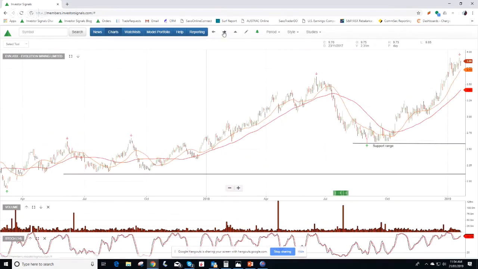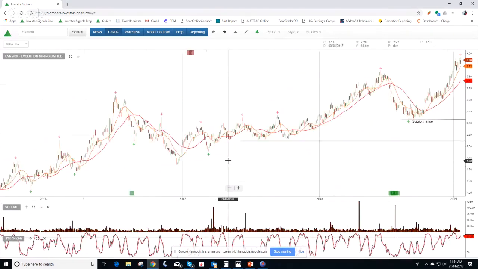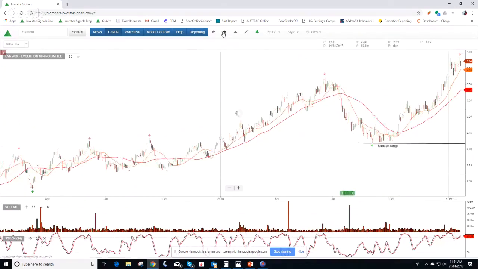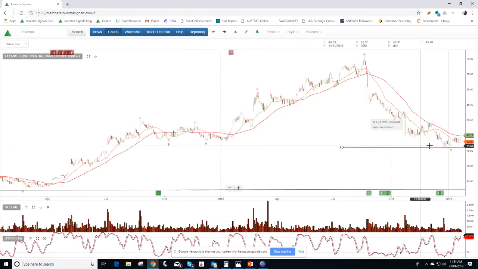Evolution Mining. One of the themes that has delivered good returns for the model portfolio at the end of last year was being long the Australian gold miners. They did very well, probably one of the better performing areas of the market in the December quarter. If we look at Evolution, it was under sell conditions, then it was added into the model portfolio at around $3 and continues to push a little bit higher. Flight Centre, some level of support developing here at around $42.